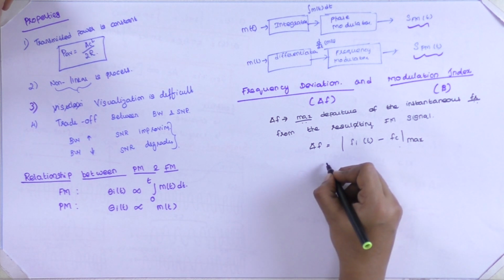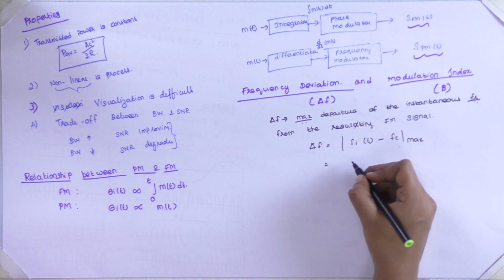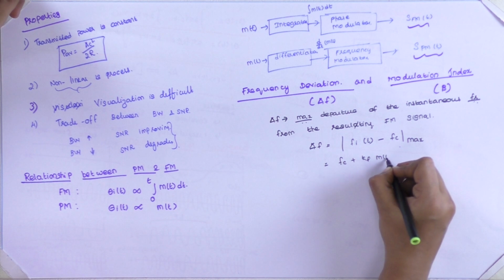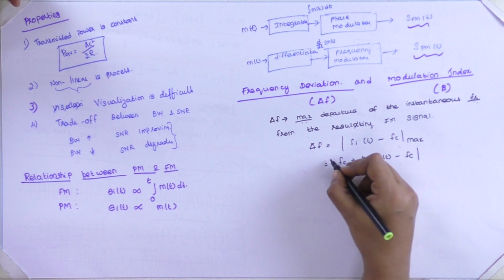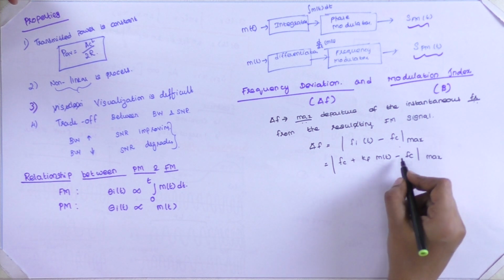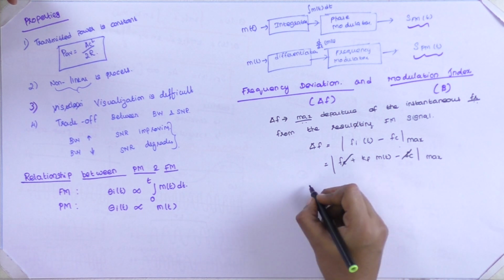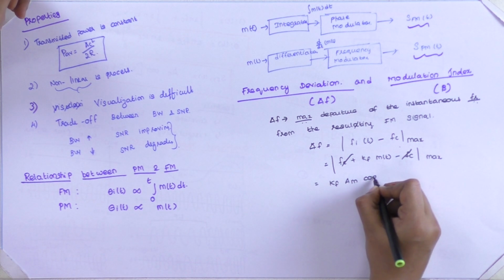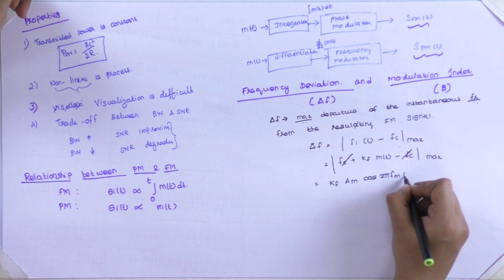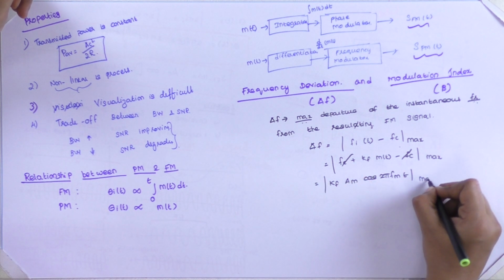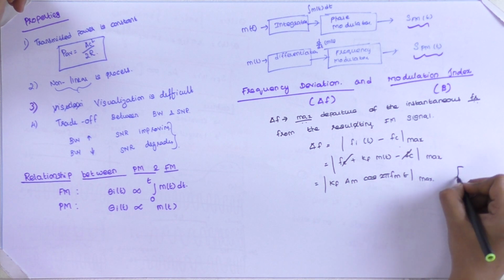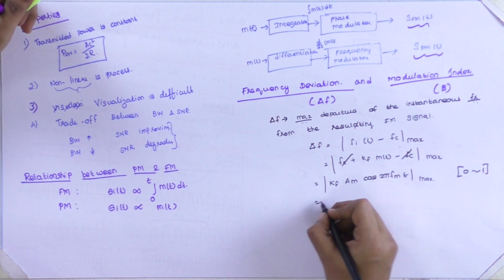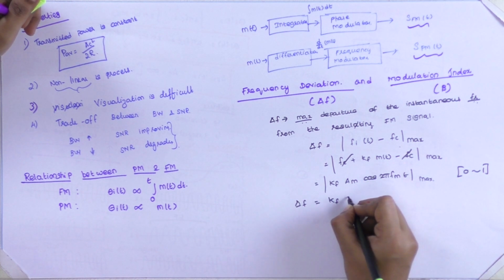Maximum. Therefore, we know from the frequency modulation term, f_i of t is equal to fc plus Kf into m of t, minus fc. fc and fc will get cancelled out. Therefore, Kf into Am cos 2 pi fm t, maximum. We know the cos 2 pi fm t value will be between 0 and 1, therefore the minimum value is 0 and the maximum value is 1. Therefore, the maximum value for delta f is Kf into Am.